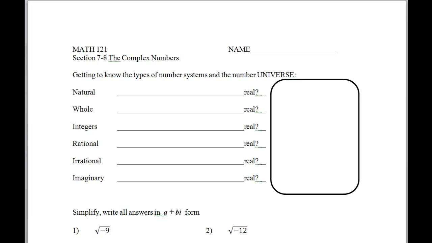This is Mr. Anderson for Keller Community College. We're going to be doing Section 8, the complex numbers, in Chapter 7 of our Math 121 book, Intermediate Algebra.